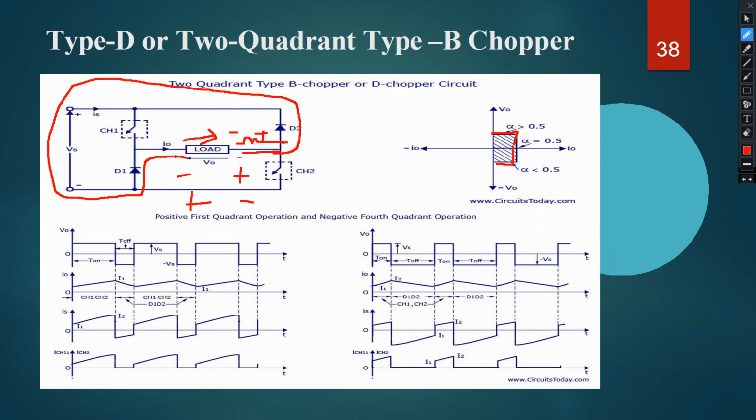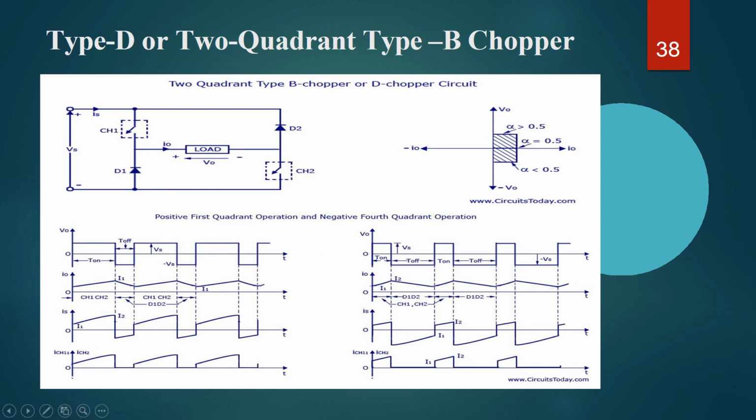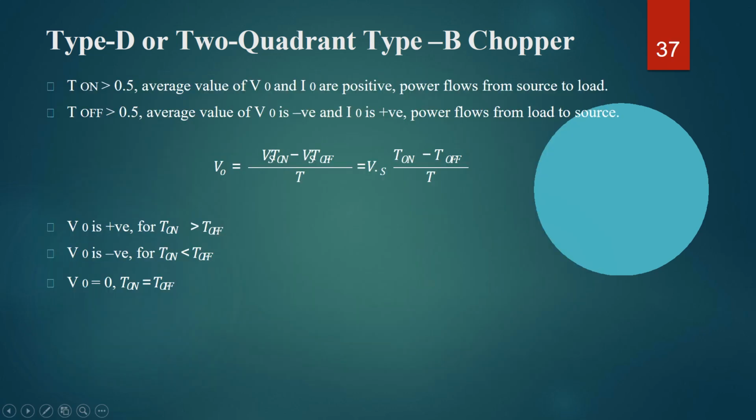So again this case is here, that means if alpha is greater than 0.5, it will lie in the first quadrant. If alpha is less than 0.5, it will lie in the fourth quadrant. And these are the waveforms. So it actually comes from this particular equation. That means V0, I will just explain over here.